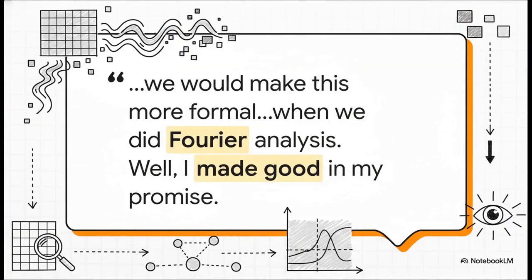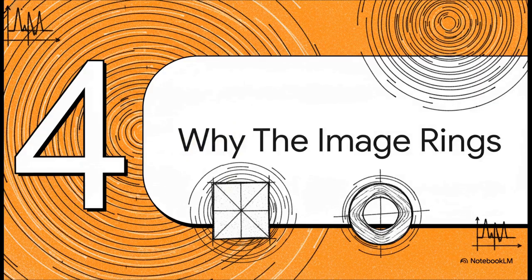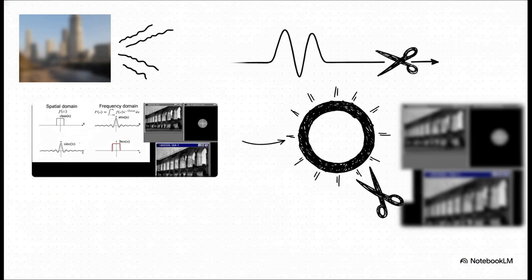And the source material for this explainer actually made a promise, saying they'd get formal about this stuff when they got to Fourier analysis. Well, guess what? We're here. Promise kept. Now we get to connect all the dots. So, let's put it all together. How in the world do the mathematical ripples of a function in one domain create actual, physical ripples in our picture? Let's flip our thinking for a second.